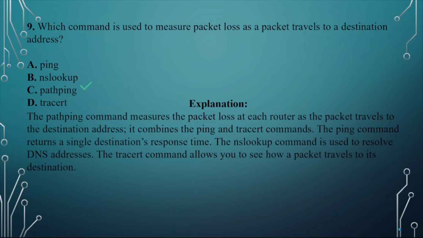The answer here is C. Pathping. So this command measures the packet loss at each router as the packet travels to the destination address. It combines the ping and tracert commands. The ping command returns a single destination response time. The NSLOOKUP command is used to resolve DNS addresses. The tracert command allows you to see how a packet travels to its destination.